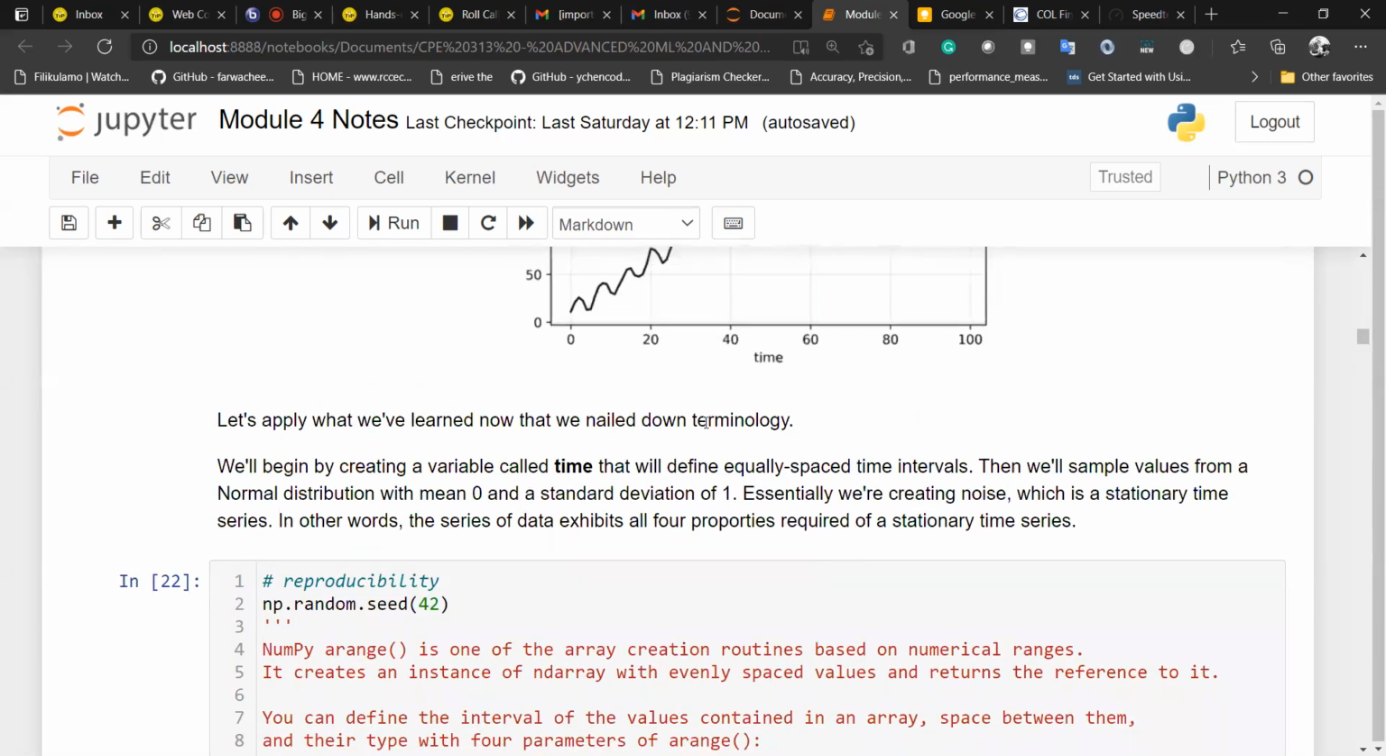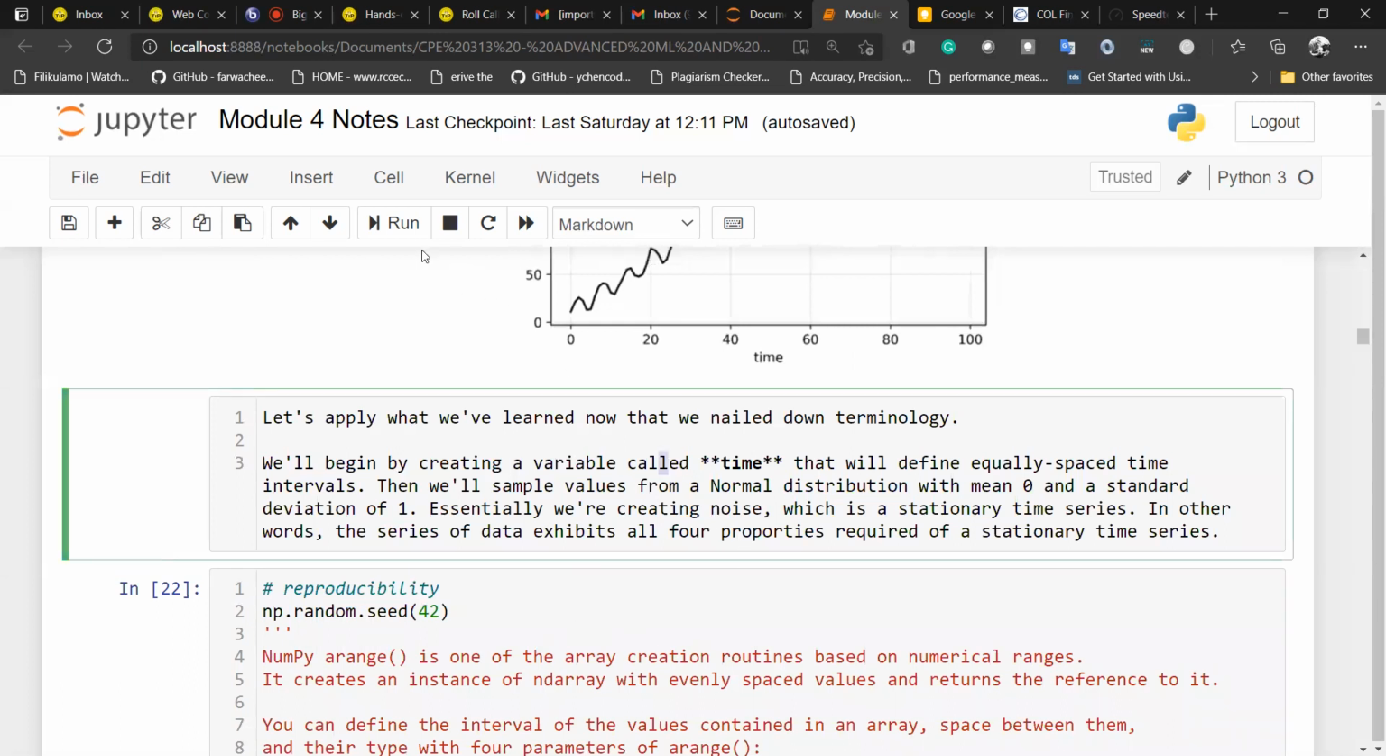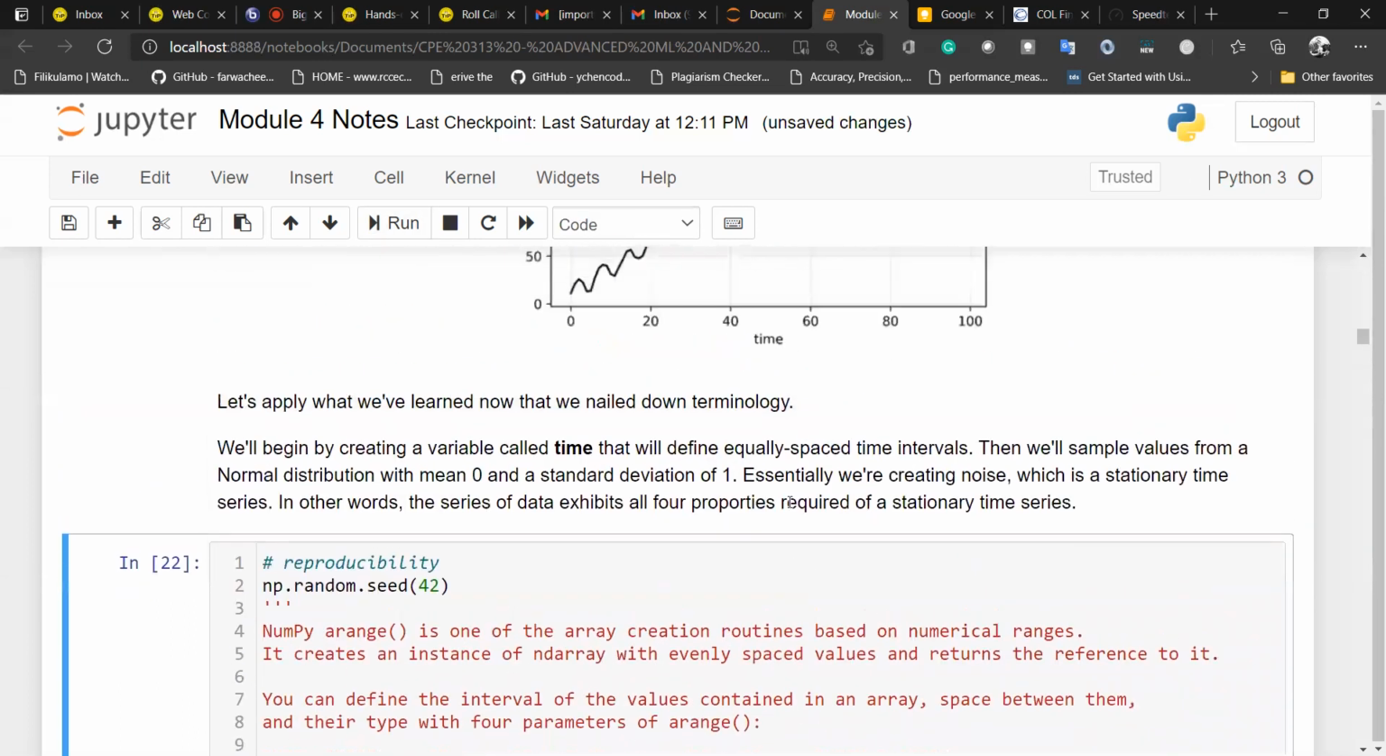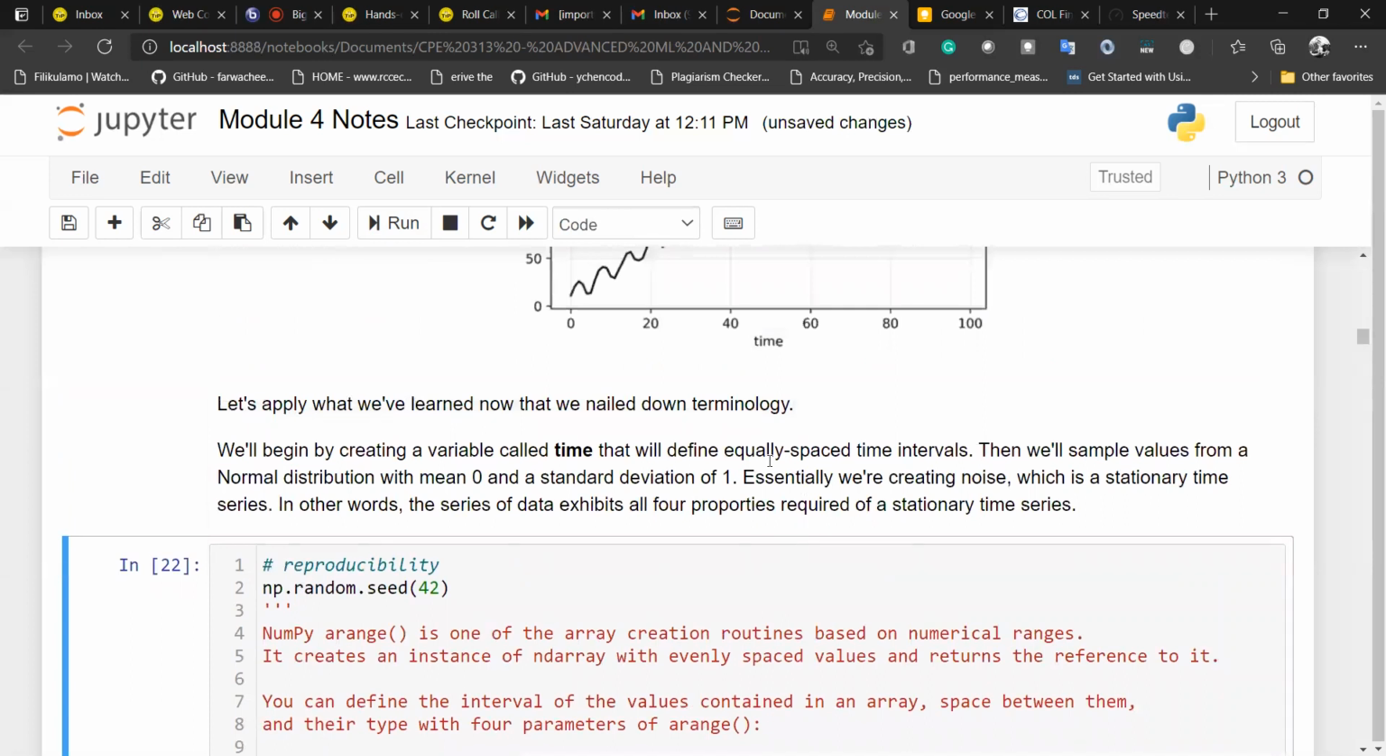And so let's start to apply what we've learned. We'll begin by creating a variable called time. So magkikreate tayo ng variable called time. And then we'll define equally spaced time intervals. Then we'll sample values from a normal distribution with a mean of 0 and a standard deviation of 1. Essentially, we're creating noise, which is a stationary time series. In other words, the series of data exhibits all the properties required of a stationary time series.